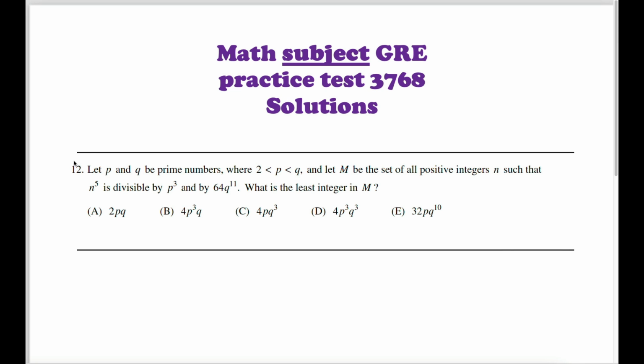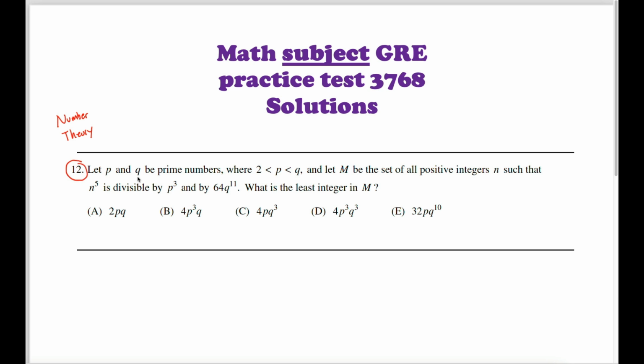Question 12 on the math subject GRE practice test. This is another question that I kind of like. We're getting into some elementary number theory here. One of the things that's cool about this question is you can do it really quickly if you understand what's going on. So let's read through this problem and try to understand what's going on.